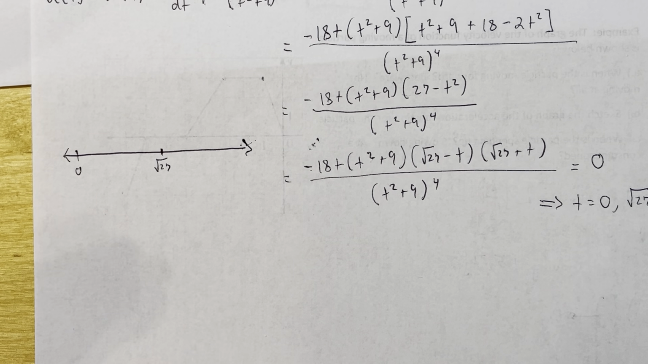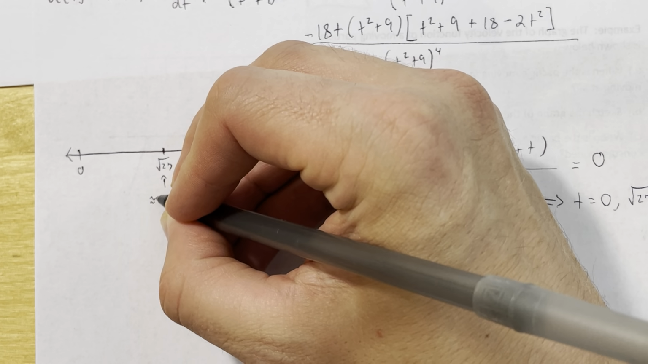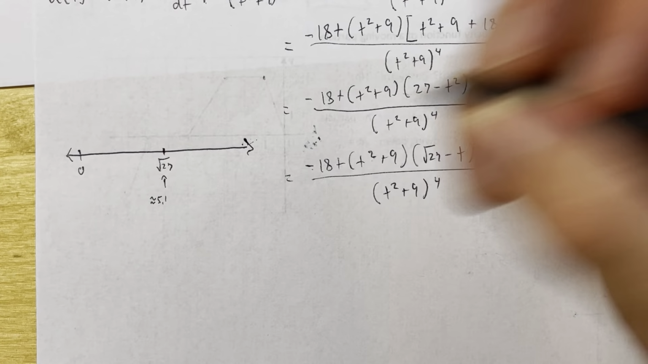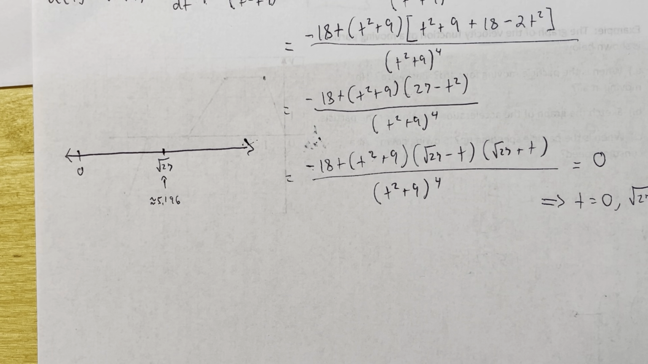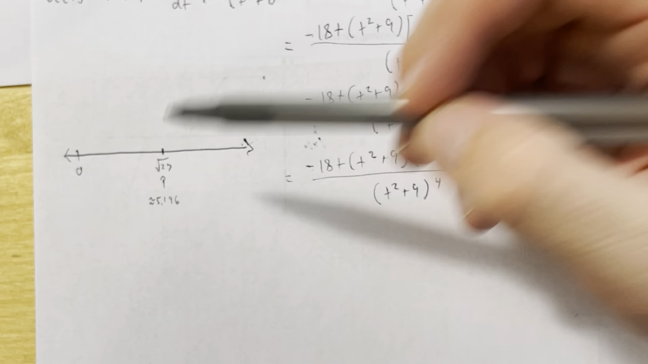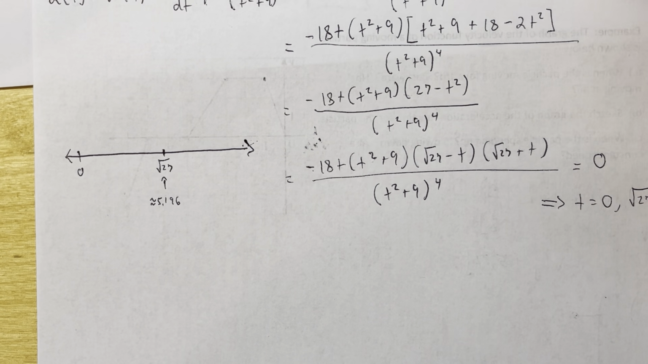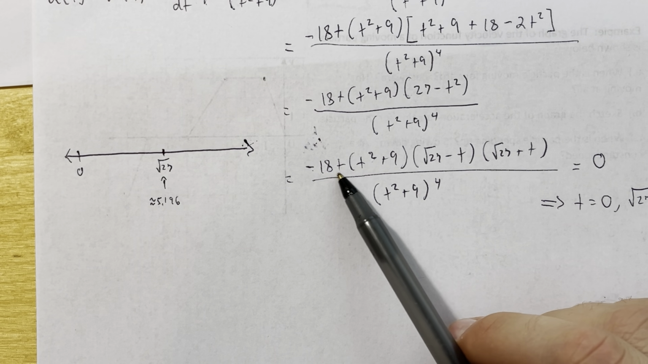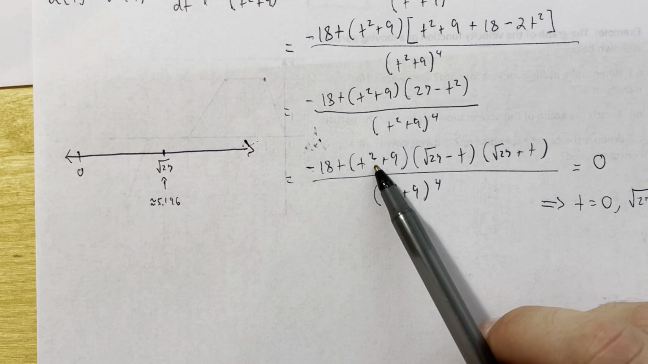Think of test points in there. Remember, root 27 is approximately 5.196. So you can use that to sort of help determine what test points you should be using. So from 0 to root 27, let's try plugging in a 1, for example. Okay, so I have negative 18 times 1. This factor is going to be negative. Notice that t squared plus 9, no matter what I plug in for t, will always be positive. So I don't even really need to think about that one.